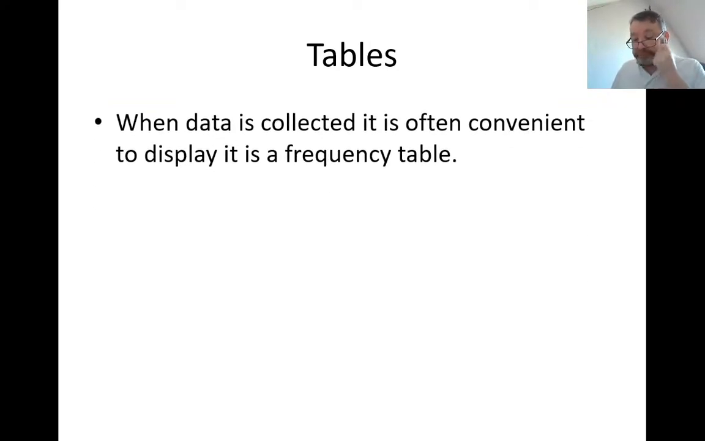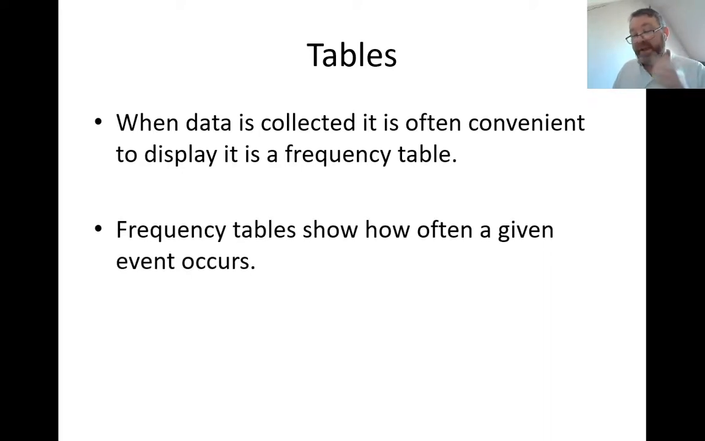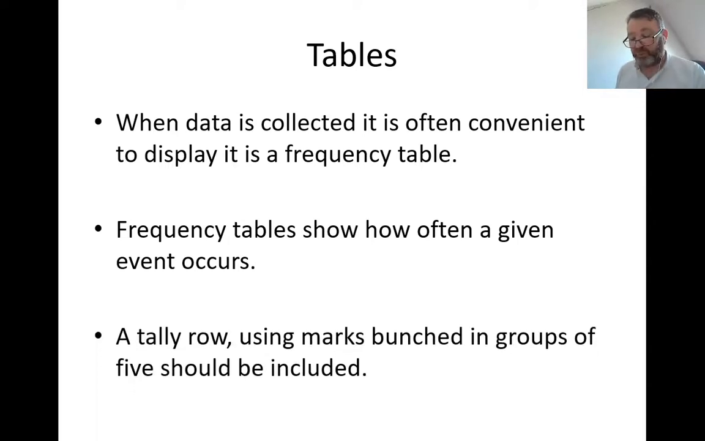Okay, so when you collect your data, then what do you do? You put it into a table, particularly into what we call a frequency table. And the frequency table shows how often a given event will occur. So a tally row using marks bunched in groups of 5s should be included.